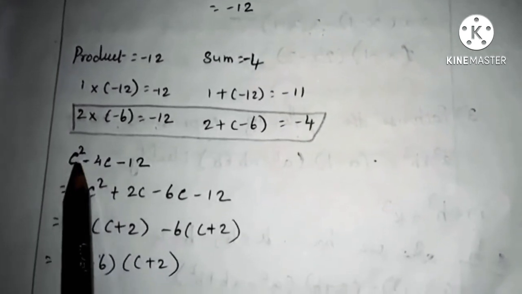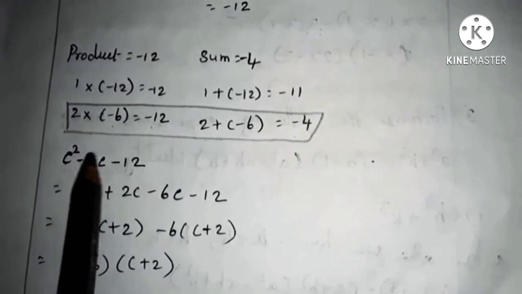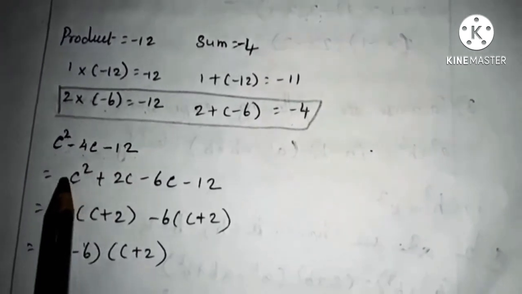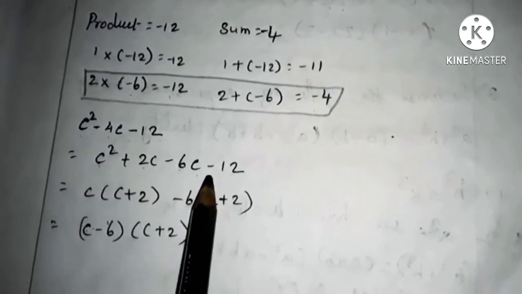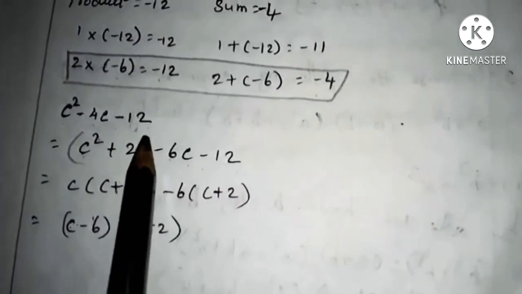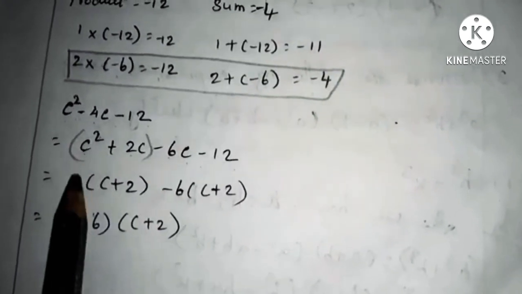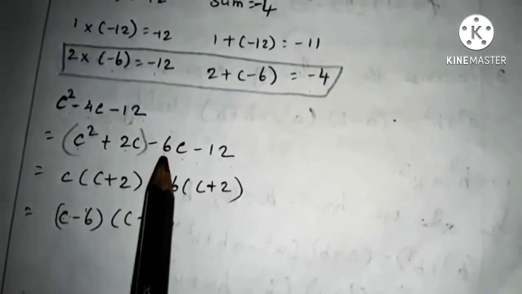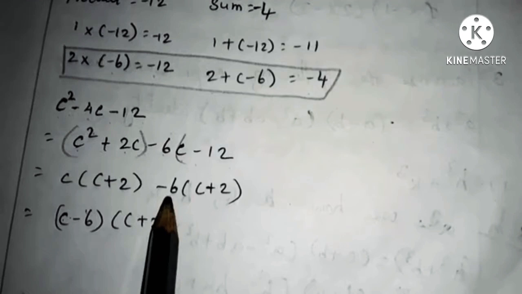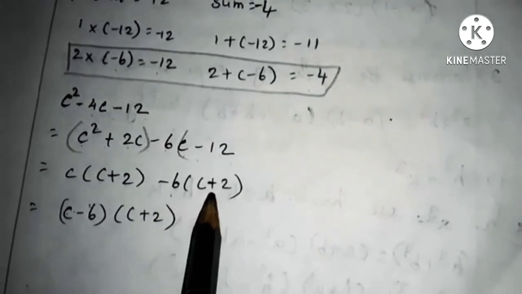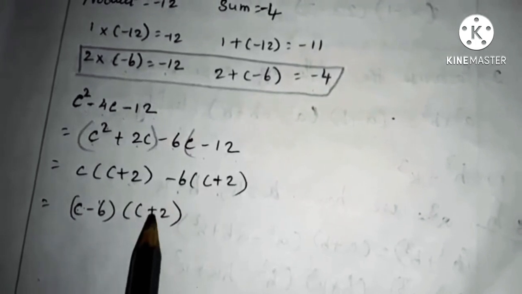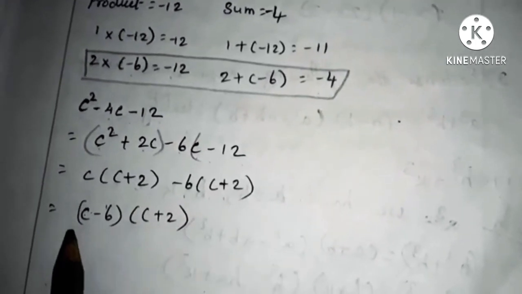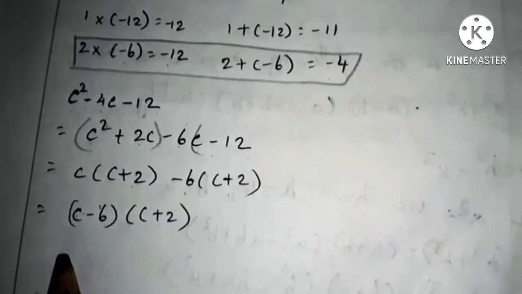Then we can write c square minus 4c minus 12. Here this middle term minus 4c can be written as c square plus 2c minus 6c minus 12. From these first two terms, we can take c as common, we get c plus 2. And if we take minus 6 as a common term from the last two, we will get c plus 2. Again, c plus 2 is common in both the terms. So, we are taking out c plus 2. We will get the other factor as c minus 6.